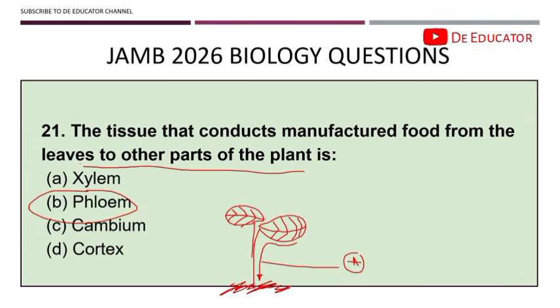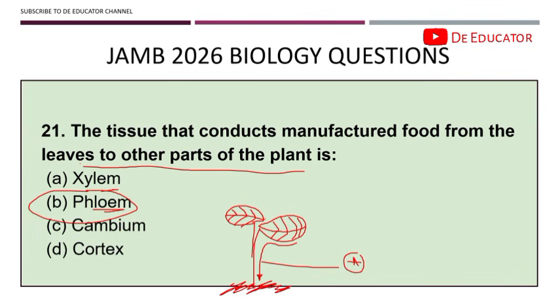Now when it comes to the process, we have two processes where water and food are moved. We have translocation and we have transpiration. When it involves food, it is translocation. If it involves water, it is transpiration. For food, the movement is from up to down. That means from the leaves, because that's where it is manufactured, and then it is transferred to other parts of the plant, majorly downwards. The particular tissue that does that is known as the phloem.